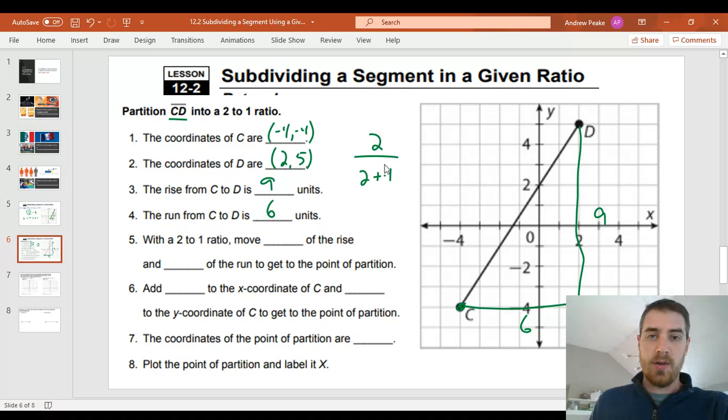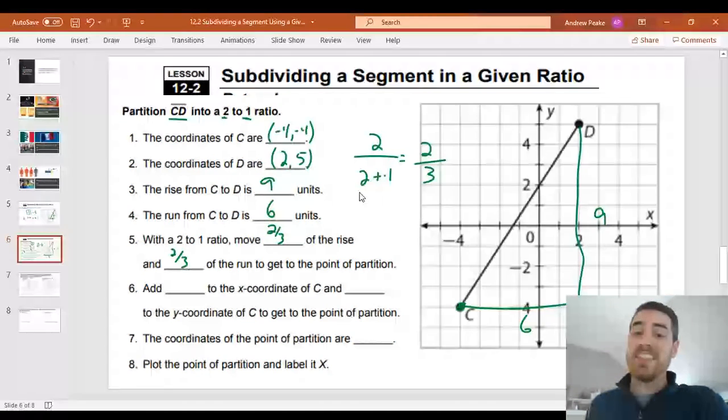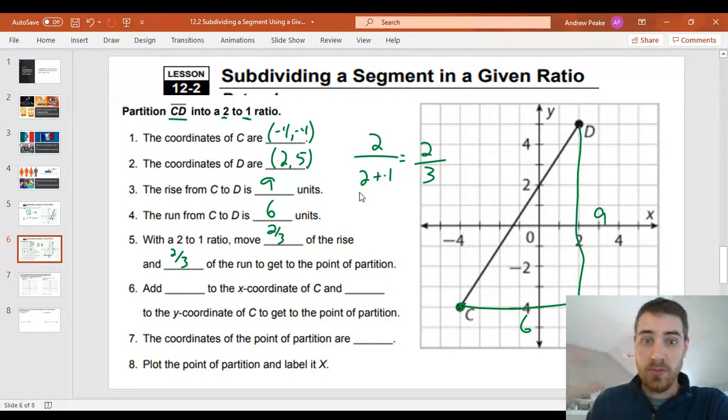So this is how I set my ratio. I got 2 plus the 1 goes in the bottom, so it's 3 total parts, and we're trying to go 2/3 of that to make that a 2-to-1 ratio. So what I would do is move 2/3 of the rise and 2/3 of the run to get to the point of partition. It tells me where I'm going to split this thing up. So in this case, all you do is multiply each the run and the rise by 2/3 to figure out what that is.